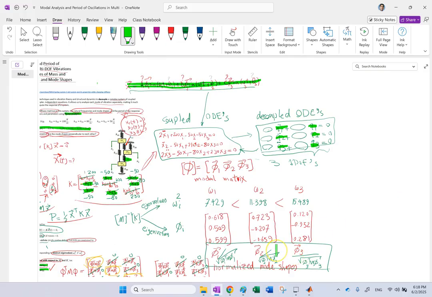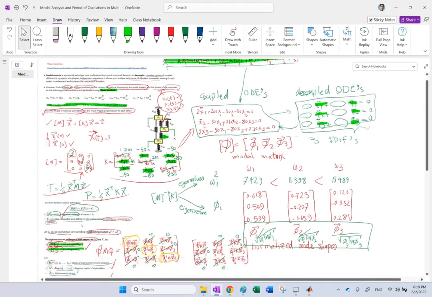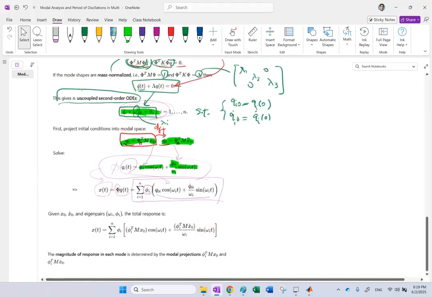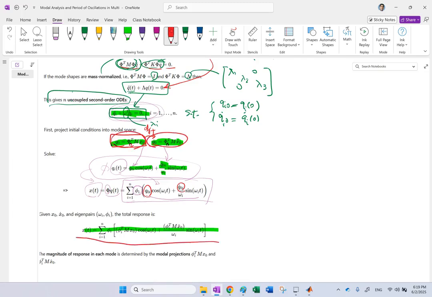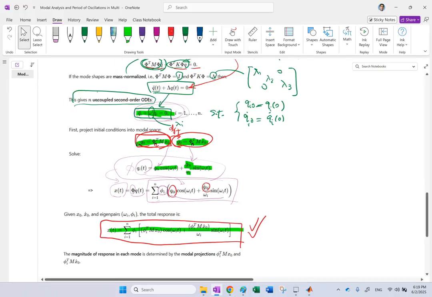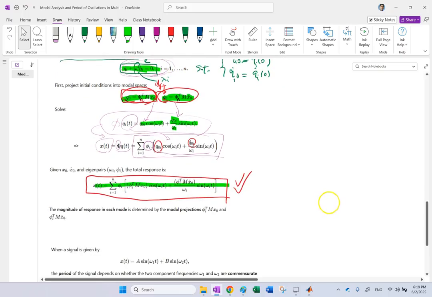Especially as your degrees of freedom get bigger and bigger, this becomes almost close to impossible, while this one can always give you a solution. And here in this bottom row, basically the qi0 and qi dot 0 are replaced by these. So this is your final form of solution, which is always doable. And this technique is called modal analysis.